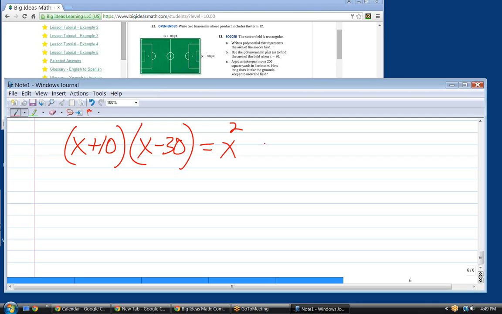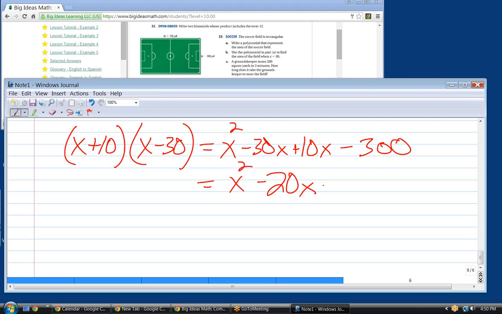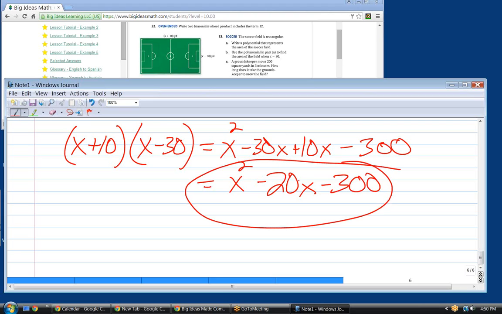X squared, minus 30x. So, what's next? Minus 30x plus 10x minus 300. Okay, simplify. It would be x squared minus 20x minus 300. This is the polynomial that they're looking for in part A. You were correct to say that that's in factored form, and there's nothing wrong with that, but they wanted us to go ahead and multiply it out.